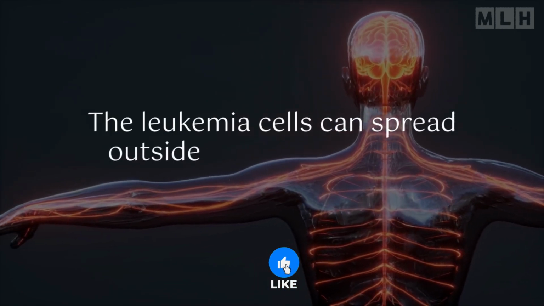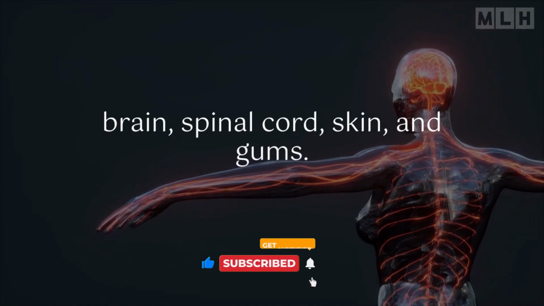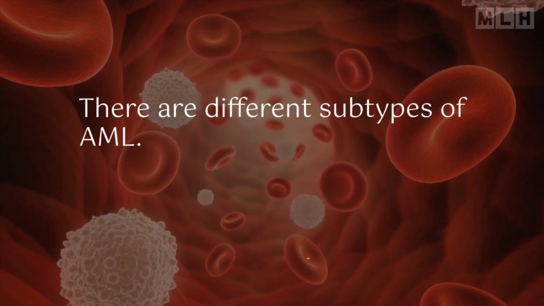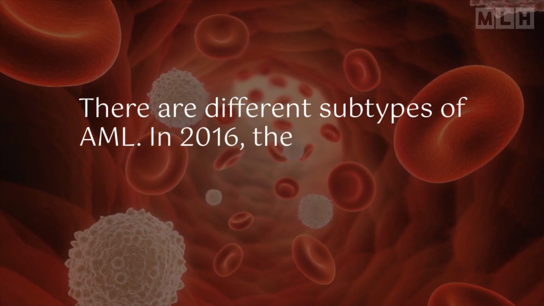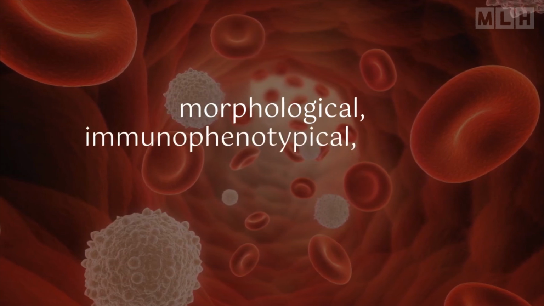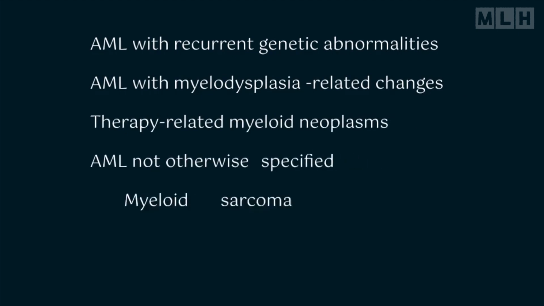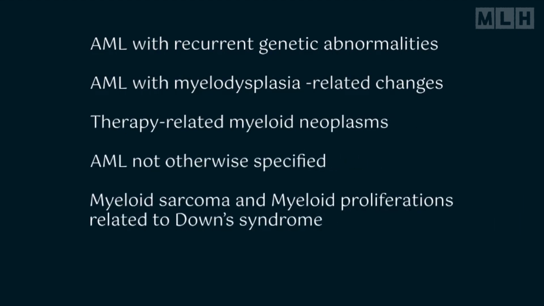The leukemia cells can spread outside the blood to other parts of the body, including the brain, spinal cord, skin, and gums. There are different subtypes of AML. In 2016, the World Health Organization classified AML based upon a combination of morphological, immunophenotypical, genetic, and clinical features. They are AML with recurrent genetic abnormalities, AML with myelodysplasia-related changes, therapy-related myeloid neoplasms, AML not otherwise specified, myeloid sarcoma, and myeloid proliferations related to Down's syndrome.